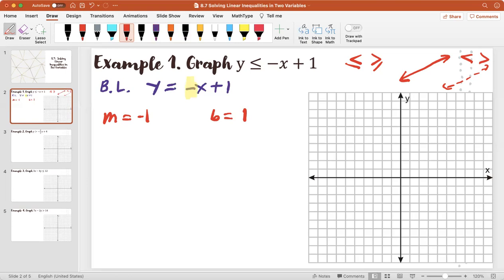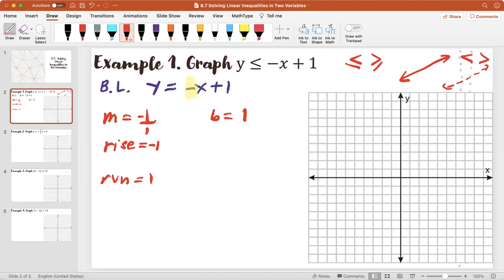With m equals negative 1, what's your rise? We can put the negative in the rise. And how about the run? Over 1, so 1. If it's negative x, the coefficient of x is negative 1. So your slope is negative 1 over 1. Rise is negative 1, run is 1.